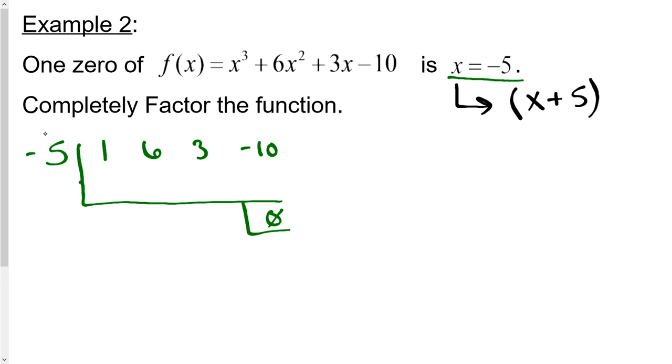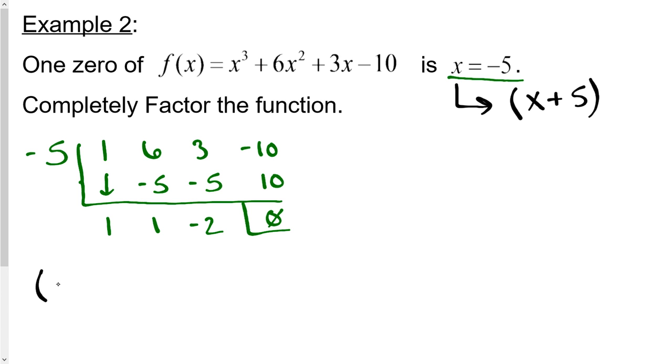So when I plug in negative 5, I get out a 0. So let's go through and confirm that. If I copy down the first term, negative 5 times 1 is negative 5. 6 minus 5 is 1. Negative 5 times 1 is negative 5. 3 plus negative 5 is negative 2. Negative 5 times negative 2 is a positive 10. That is a remainder of 0, so I'm well on my way to completely factoring.